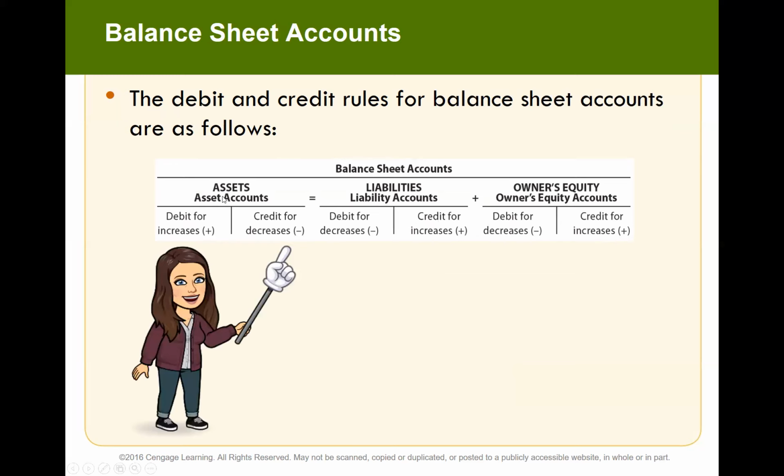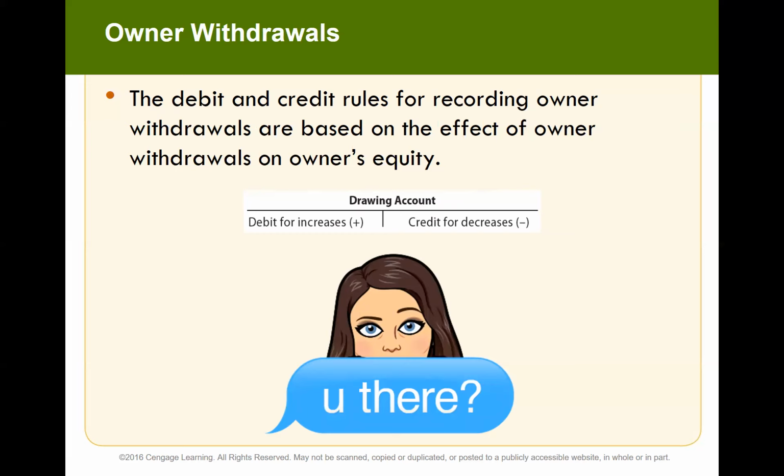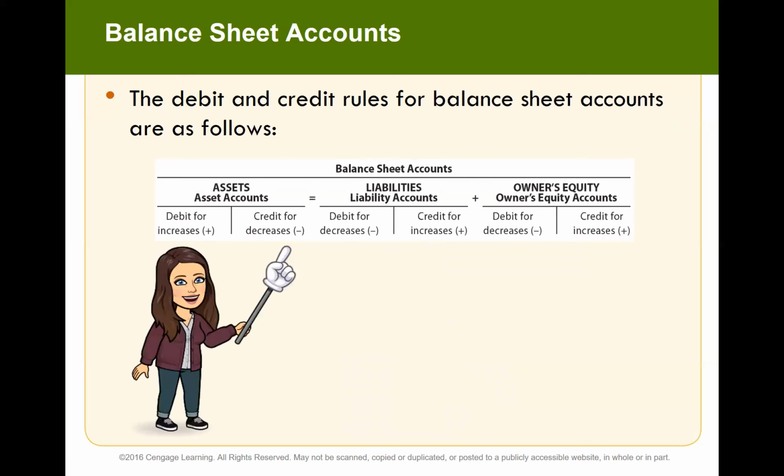First of all, you have to ask yourself, is it an asset, is it a balance sheet account, or is it an income statement account, or is it a drawing account? So you have to ask yourself that question first. All right. Then after you say, okay, it's a balance sheet account, am I affecting my assets, my liabilities, or my owner's equity? If you say I'm affecting my assets, then you have to ask yourself, am I increasing my assets or am I decreasing my assets? And then once you figure that out, you'll know what account you're debiting and what account you're crediting.